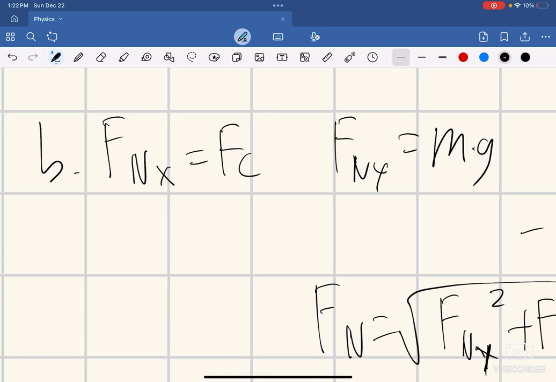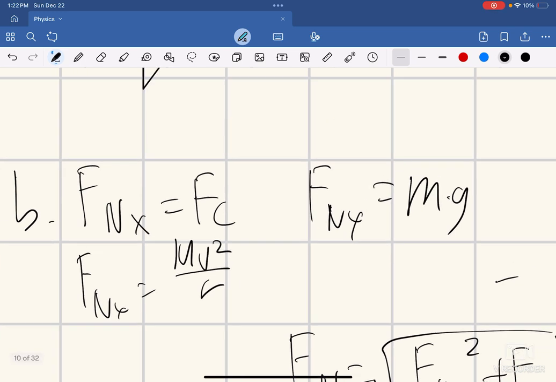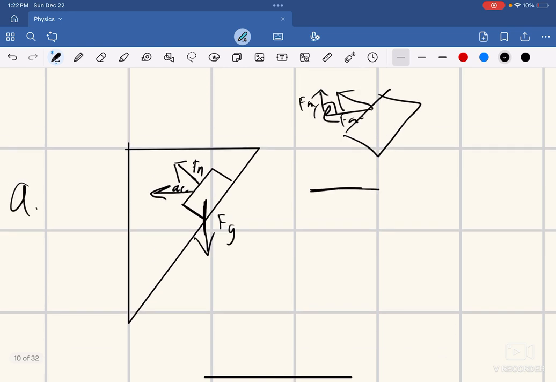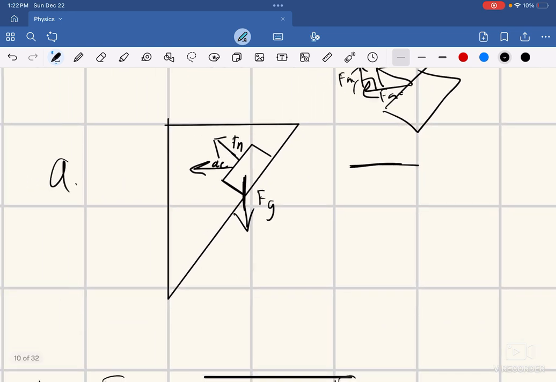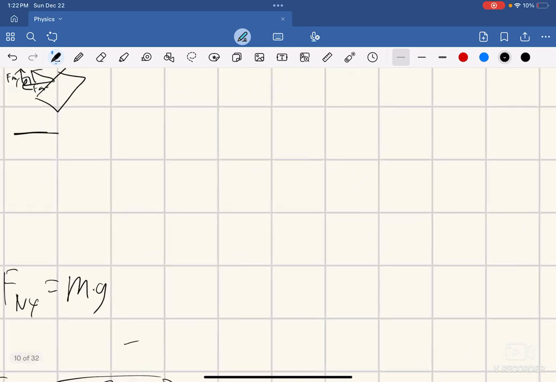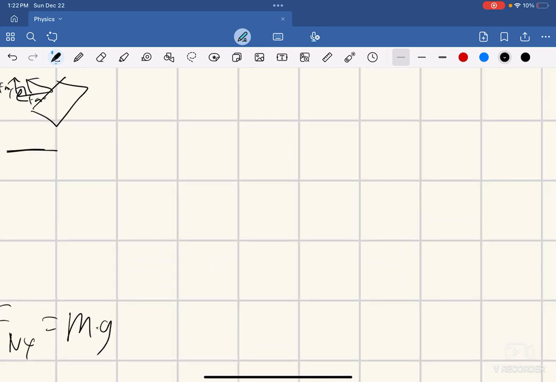So Fnx is equal to Fc, and Fc is given by mass times velocity squared over r. But we can't use r here because it tells us to use theta, and there's no inclusion of r. So how do we find r? Well, the data given is only this one. So what should we do? Well, we can solve this just by using some trigonometry.